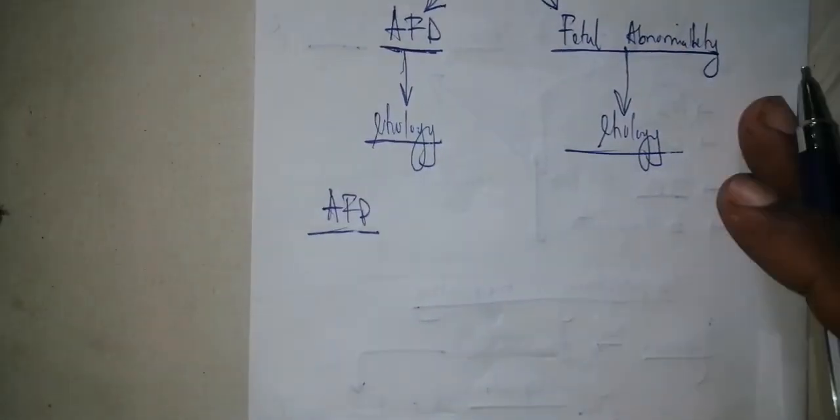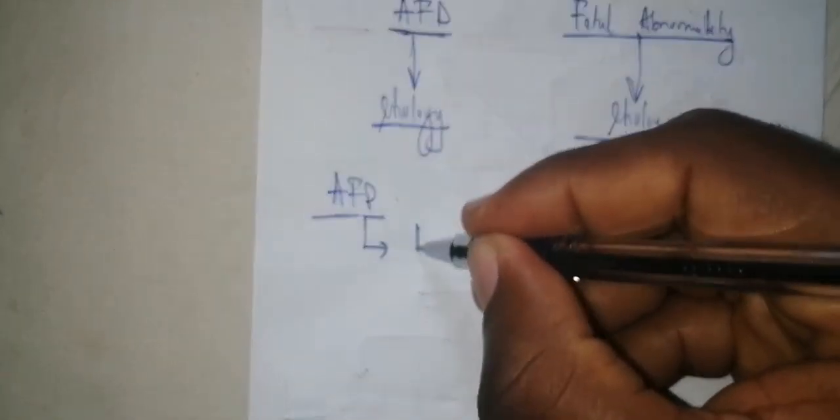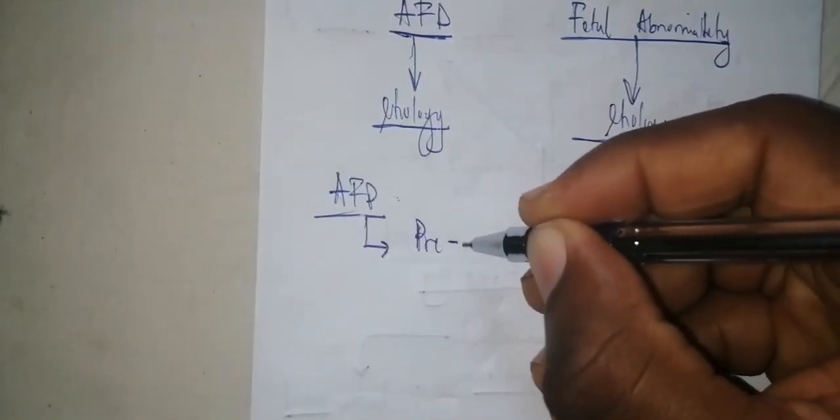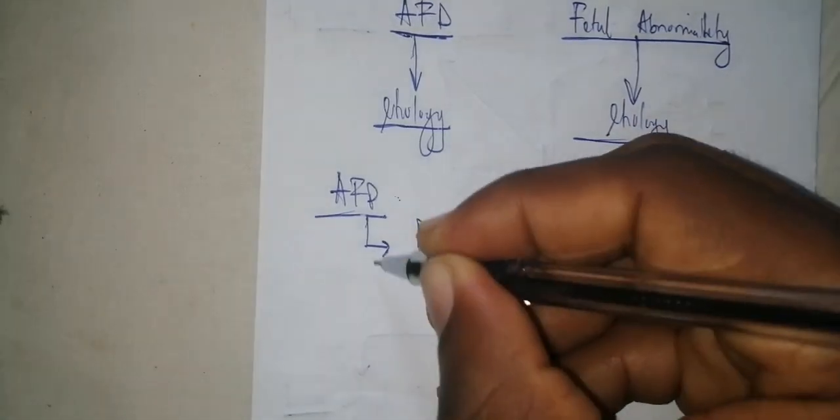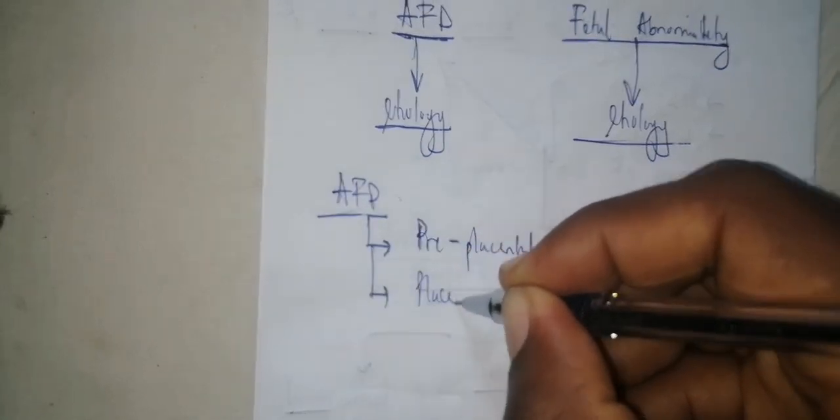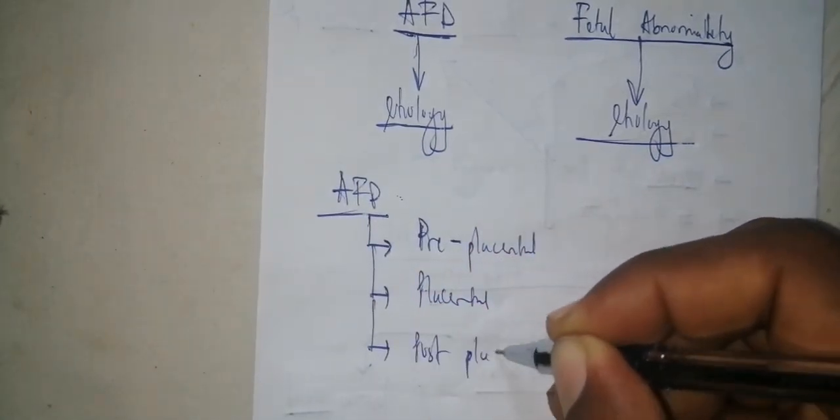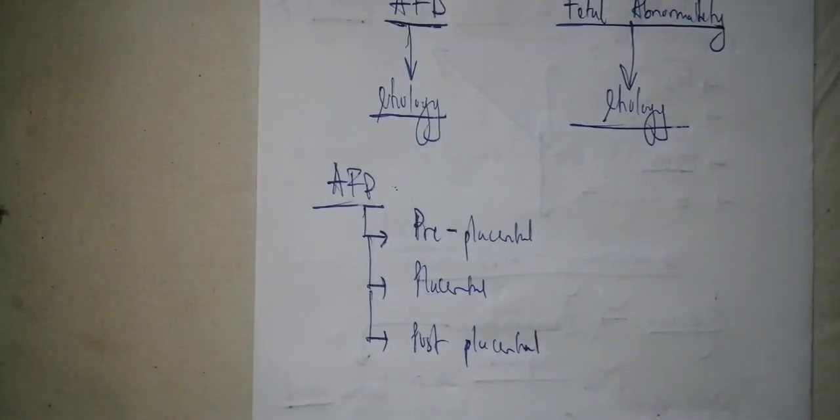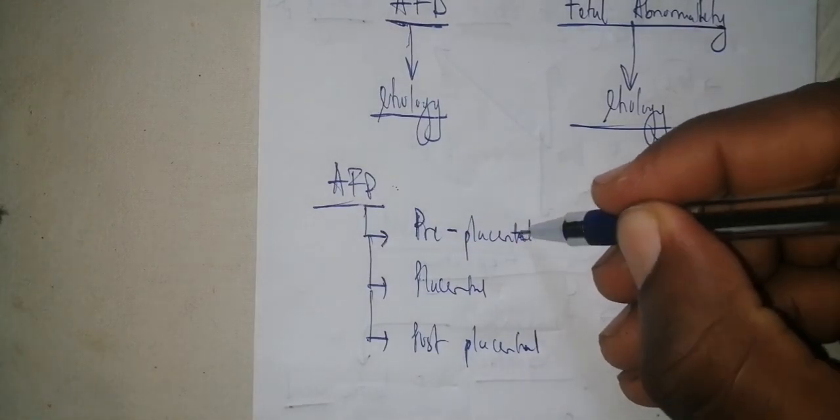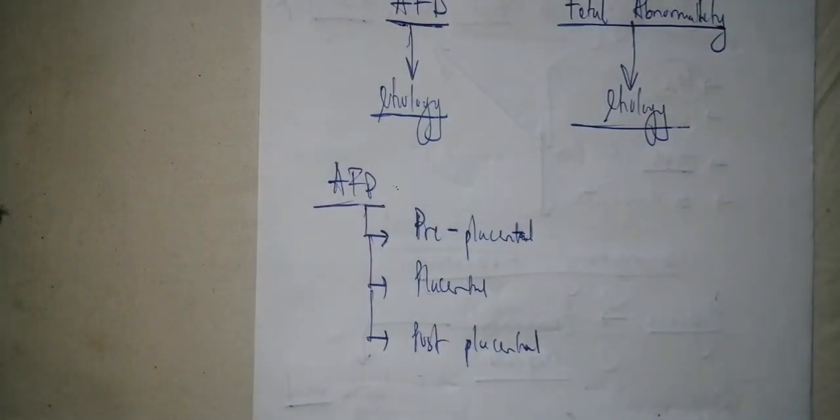When you want to speak about the etiology of acute fetal distress, you need to know that these etiologies are divided into three. The first one, you are going to have pre-placental, you are going to have placental, and you are going to have post-placental. So those are the three major ones in acute fetal distress: pre-placental, placental, and post-placental elements.